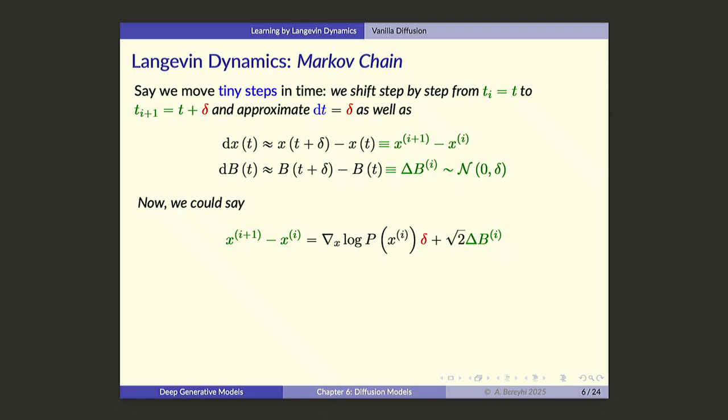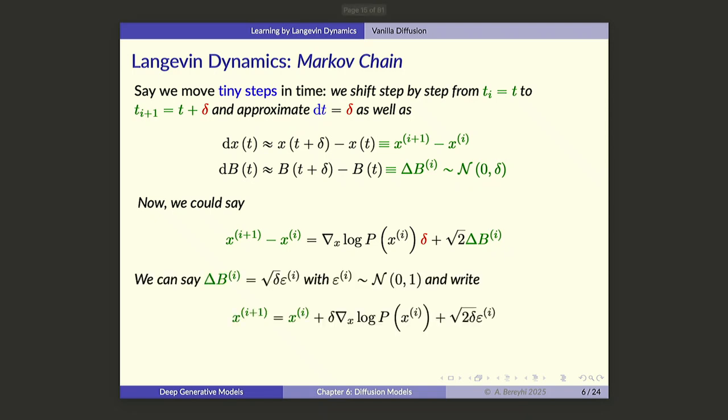Now, the next thing that I'm going to do, I'm going to say that this delta b is a Gaussian with variance delta, right? So can I write it down in this form? Can I say that I have this epsilon, which is zero mean and unit variance, and then I multiply it with the square root of delta, then it's going to be delta b, right? Yes, because delta b has mean 0 and variance delta.